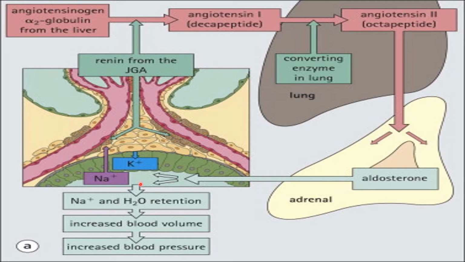The other action of aldosterone is that it causes loss of potassium into the urine, so it leads to hypokalemia. If we summarize what aldosterone causes, it causes sodium and water retention into the circulation, and it causes loss of potassium into the urine. So hypokalemia is one of the effects of aldosterone, while sodium and water retention is the other effect.